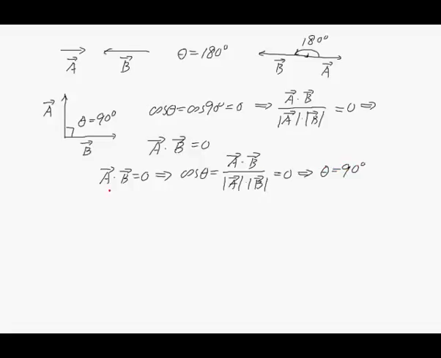So from here we know vector A is perpendicular to vector B if and only if their inner product, their dot product, is equal to 0. So this is one special case about the angle between these two vectors.